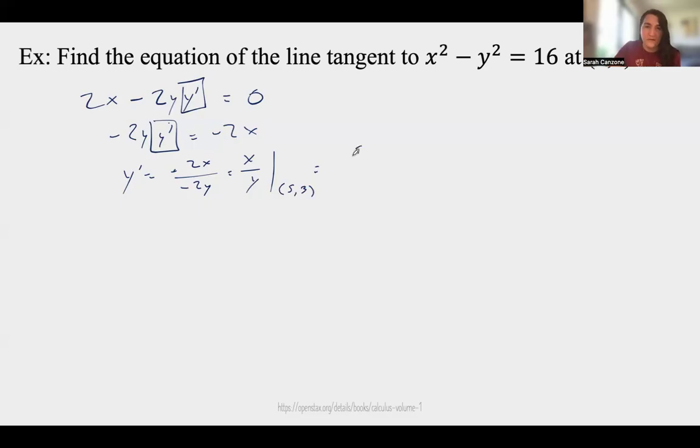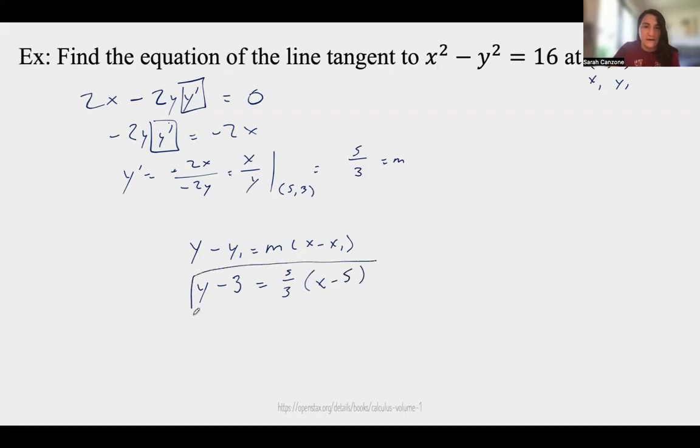Well, x is 5 and y is 3, so I can just go ahead and plug those in. So we know our slope then is 5 over 3. We also know that this is x1 and this is y1. Therefore, if we know that y minus y1 equals m times x minus x1 is the equation of a line, we can just go ahead and plug it in. So y minus 3 equals 5/3 times x minus 5. And this is a fine answer.